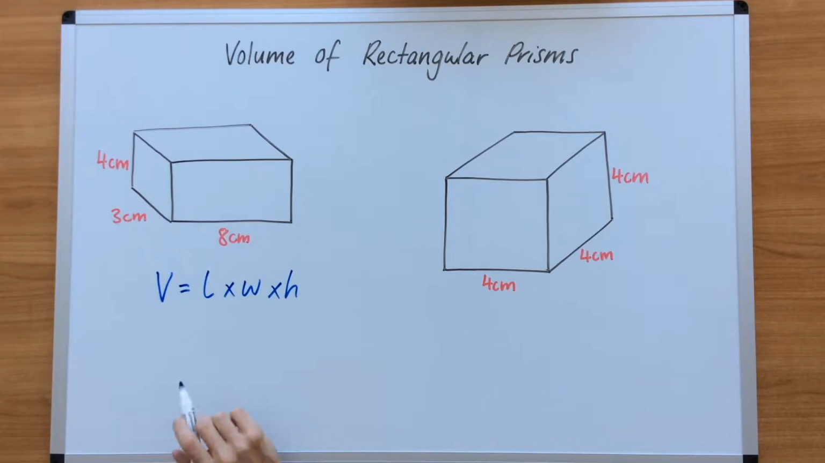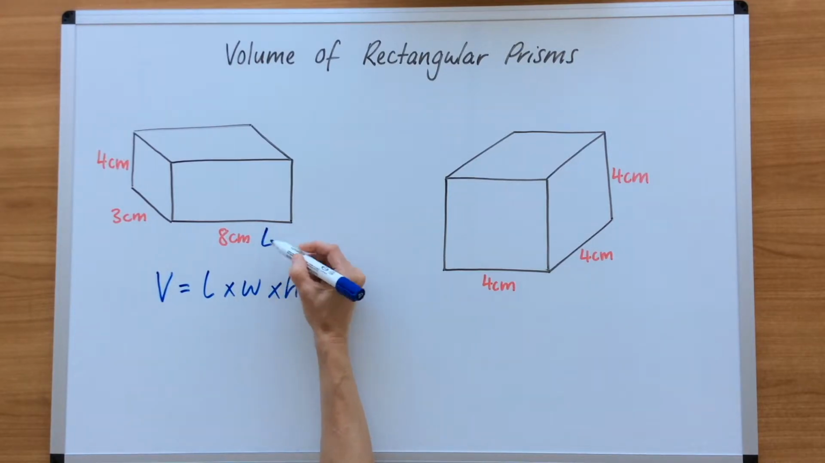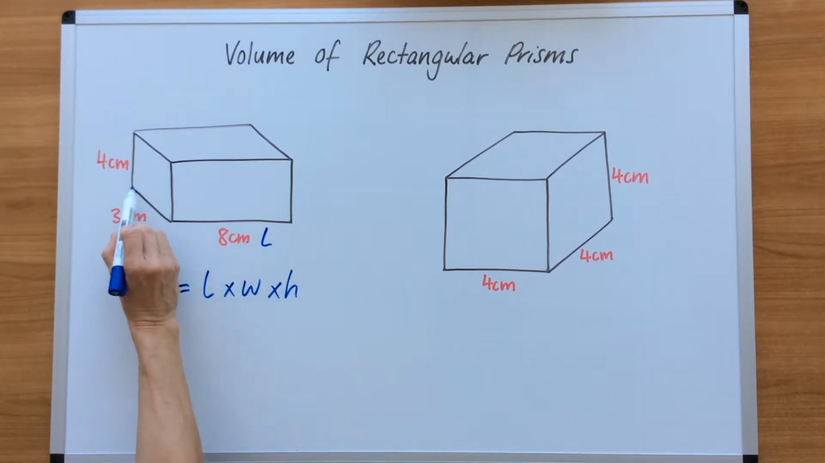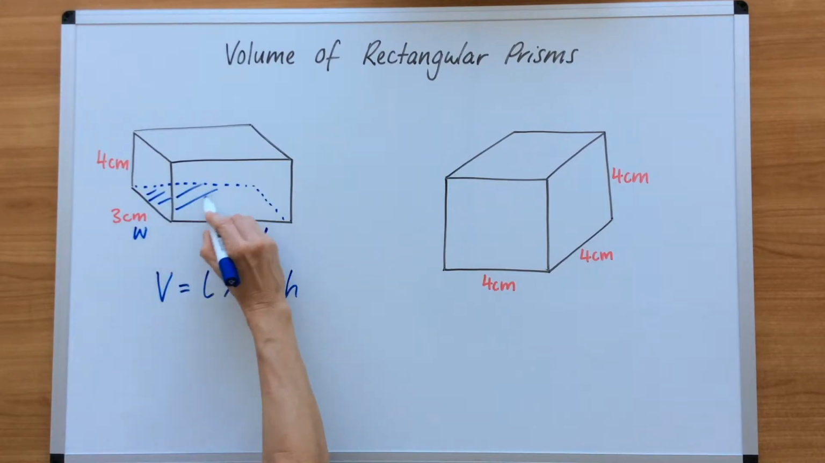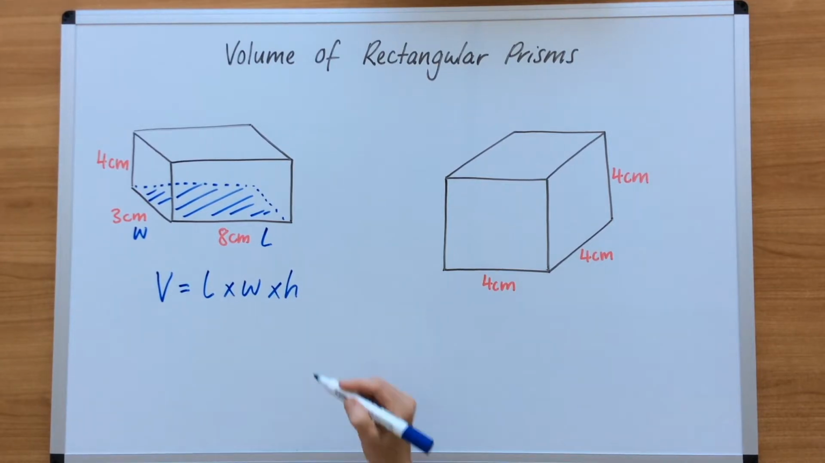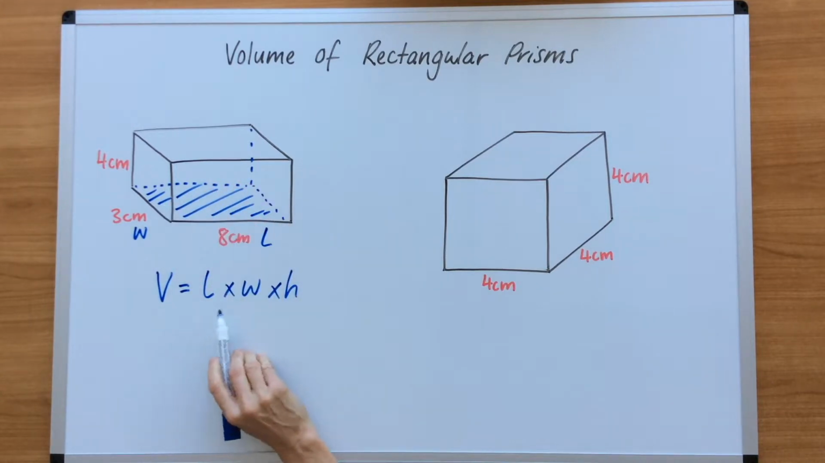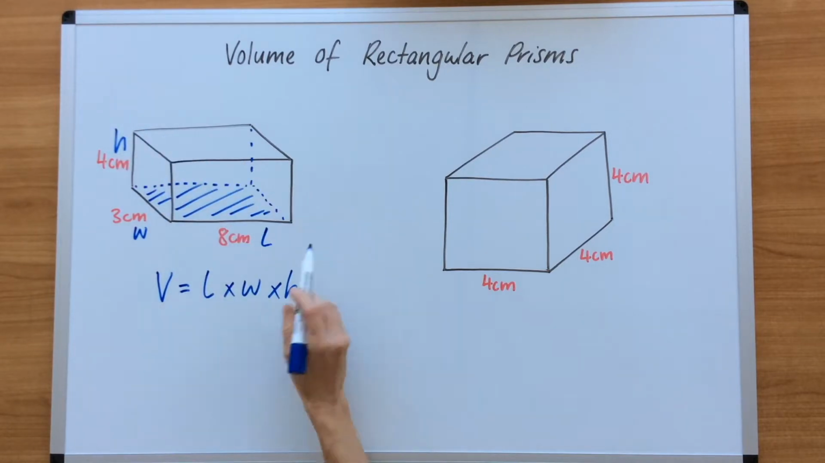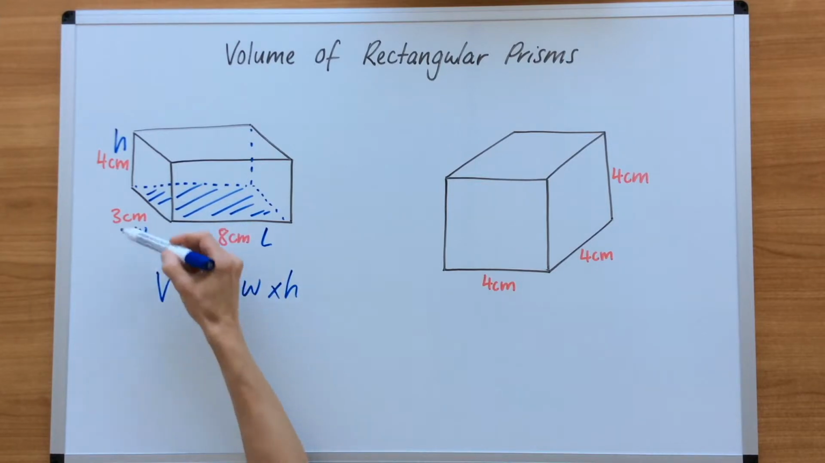Okay, so the length and the width will be the base shape. So this is a rectangle base shape, okay? So the length is the long side and the width is the short side. So technically speaking, what we have here is the shape of a rectangle as a base. So the length and the width is finding the area of the base, and then we multiply it by the height. Okay, so length times width times height. So basically volume is the area of the base shape times the height.